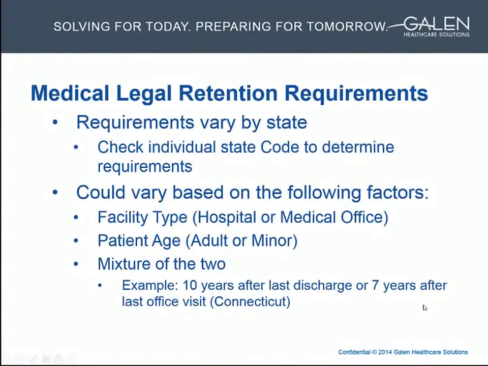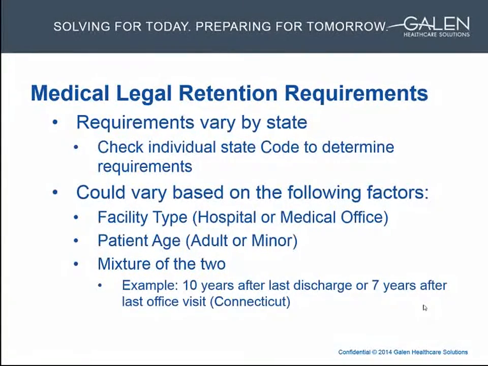The second one is the medical legal retention requirements. So you have the first question, which is your continuity of care. The second one is how long are you required to keep data. The medical legal retention requirements vary state by state, so the best way to do that is to check with the state code of the state that you're practicing in.